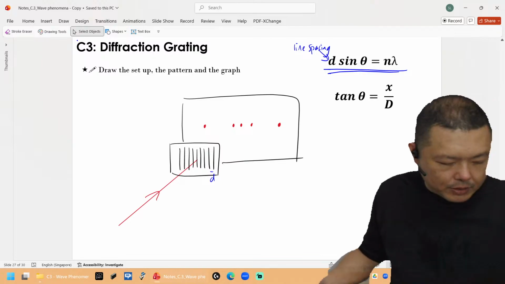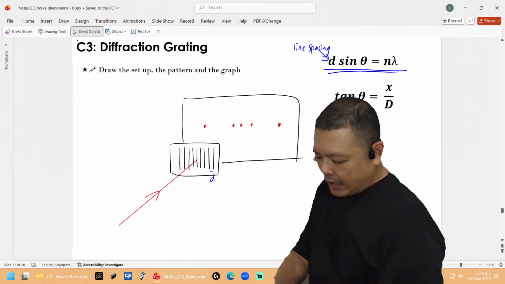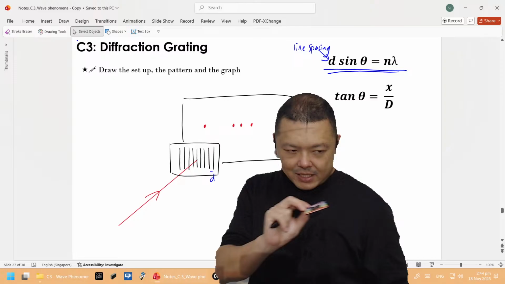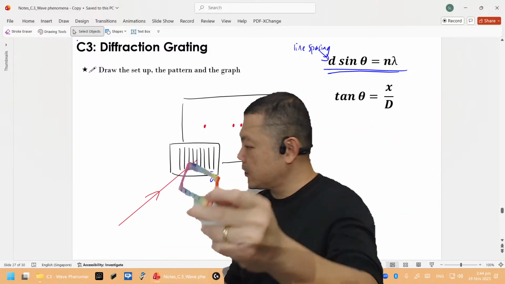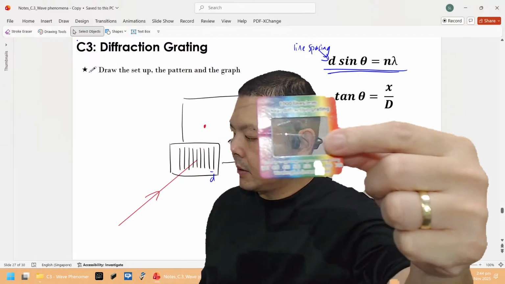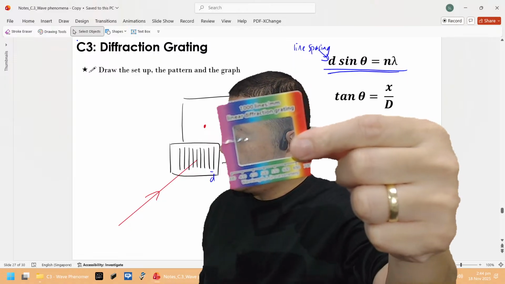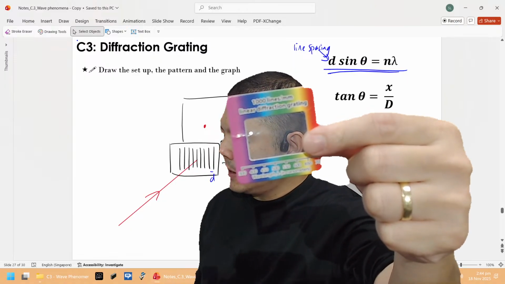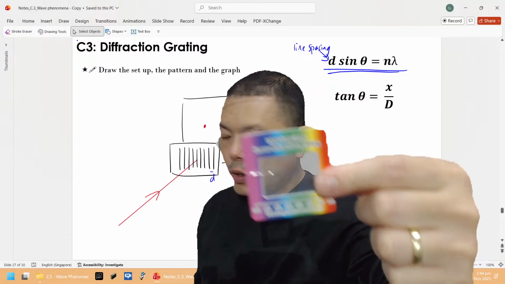Now, I passed you all some diffraction gratings on the table. You have that sample there. I want you to look around it and see whether you can get any information regarding small d. For those who are online, I'm just going to show this to you. Can you find any information regarding d? 1,000 lines per mm. You know what that means?